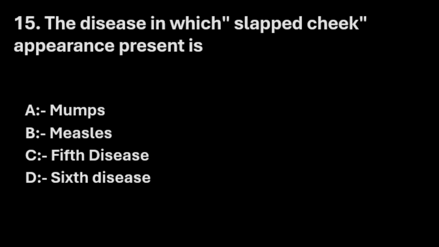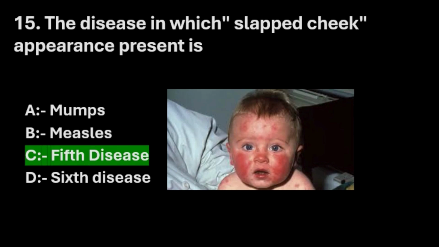The next question, the disease in which slapped cheek appearance is present is option A, mumps, option B, measles, option C, fifth disease, and option D, sixth disease. The right answer here is option C, fifth disease. Here you can see the reddish color over the cheek which will give the slapped cheek appearance in fifth disease.